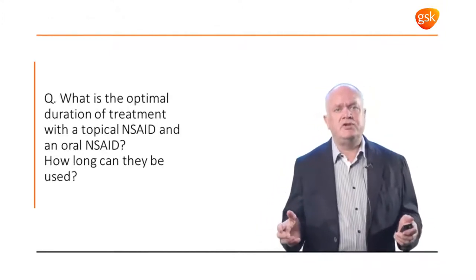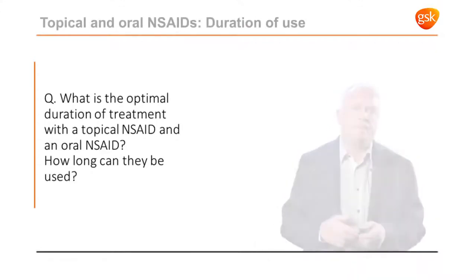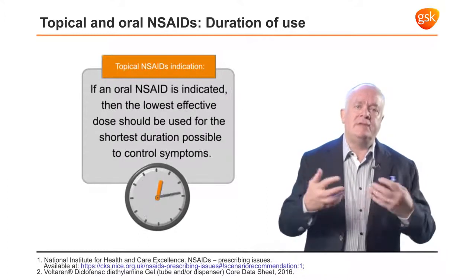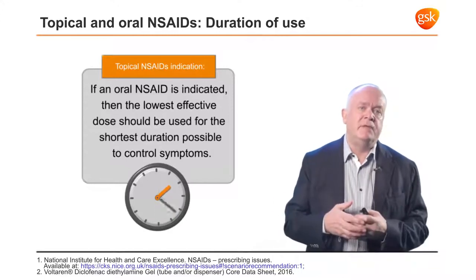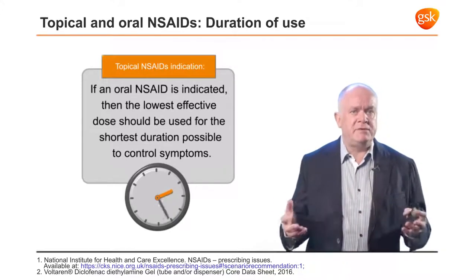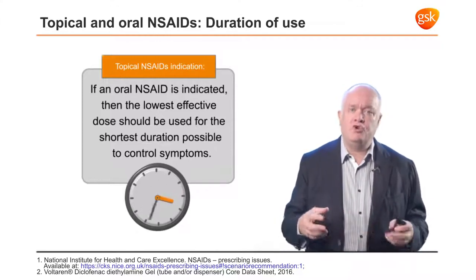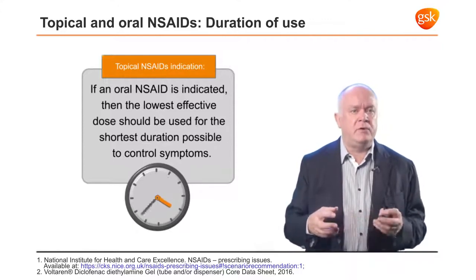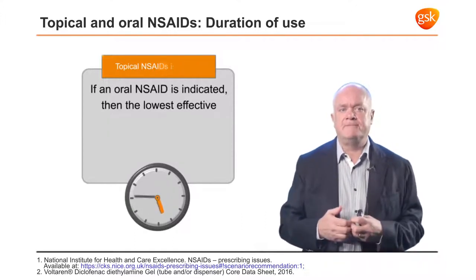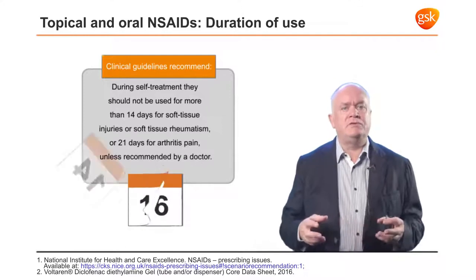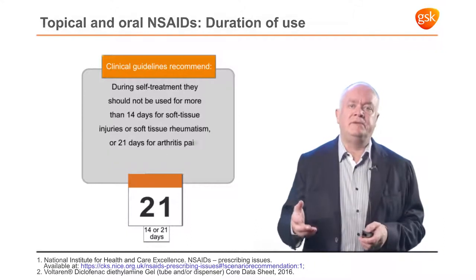What is the optimal duration of treatment with a topical NSAID and an oral NSAID, and how long can they be used for? Duration of use of oral and topical NSAIDs varies dependent on the patient need and also the underlying pathology. And of course, prescribed and over-the-counter NSAIDs, even of the same molecule, have different recommendations. It is now normal practice that a recommendation for the use of oral NSAIDs should be limited to the shortest duration possible to control symptoms. Topical NSAIDs should not be used for more than 14 or 21 days, again dependent on the condition, unless recommended by a physician.